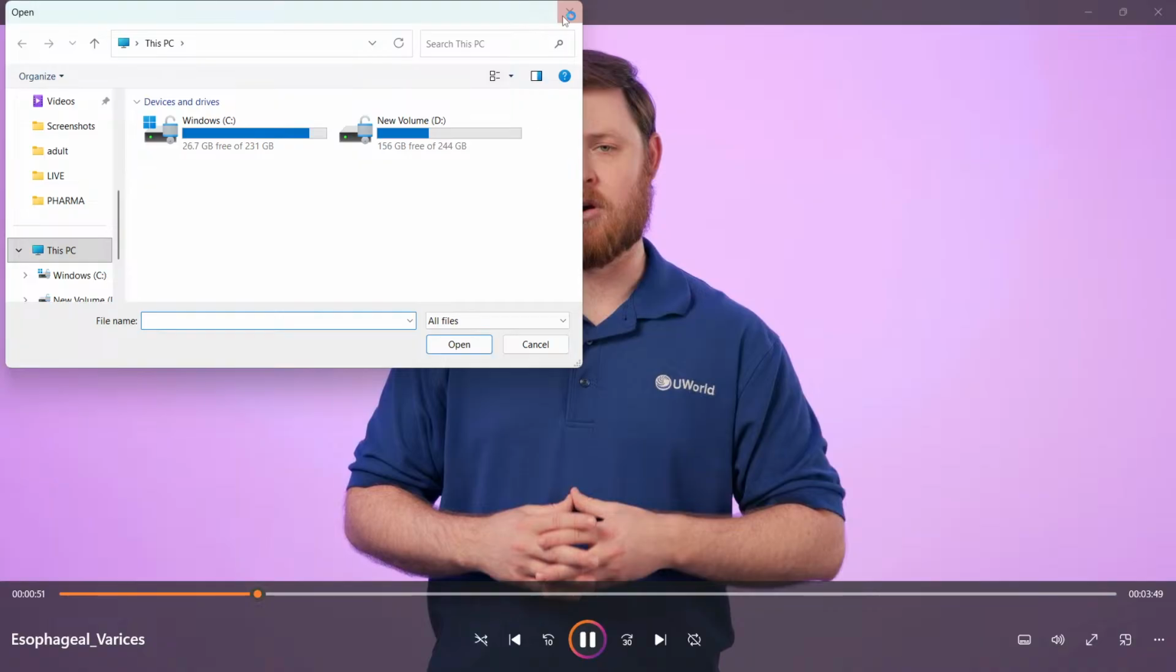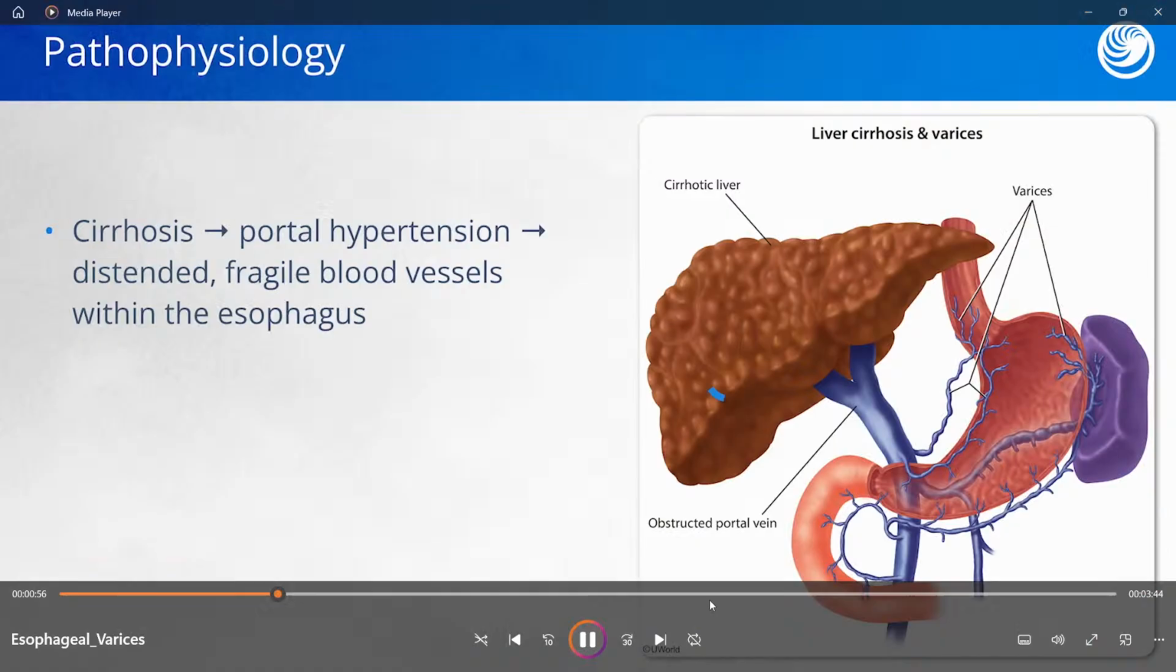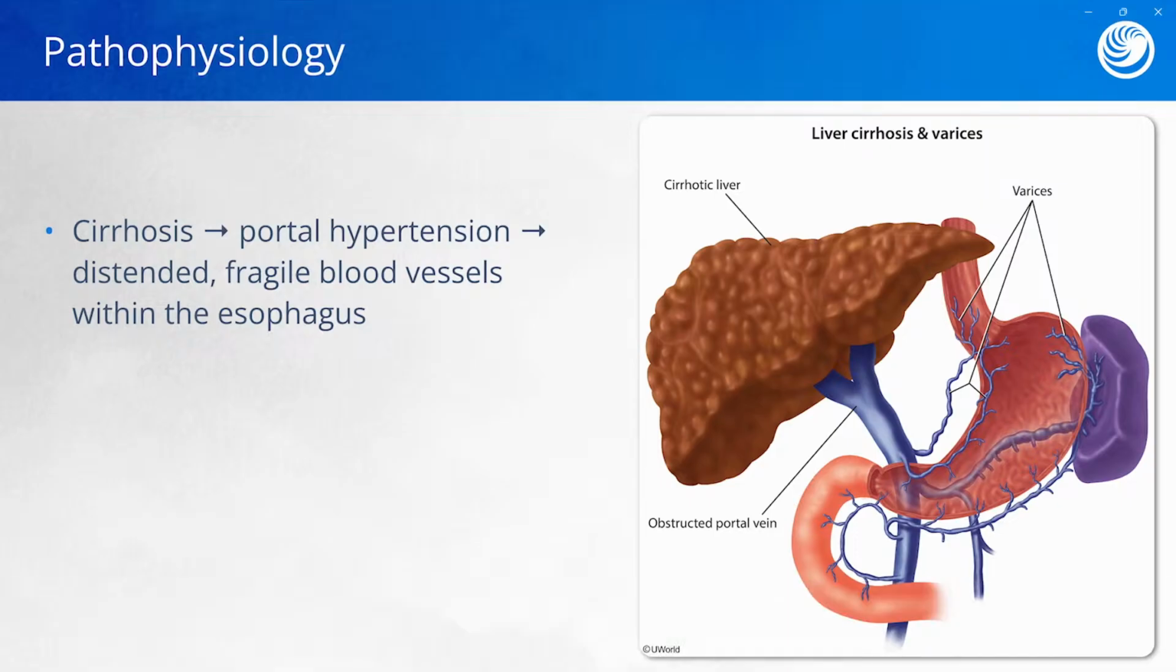However, if a patient has liver cirrhosis, this can lead to a fibrosing of the liver tissue, which enlarges the liver and can obstruct the flow of blood from the liver into the portal vein. The result of this is portal hypertension, and that hypertension can cause blood flow to back up into the stomach veins and the esophageal veins, causing this distension and leading to the development of those varices.